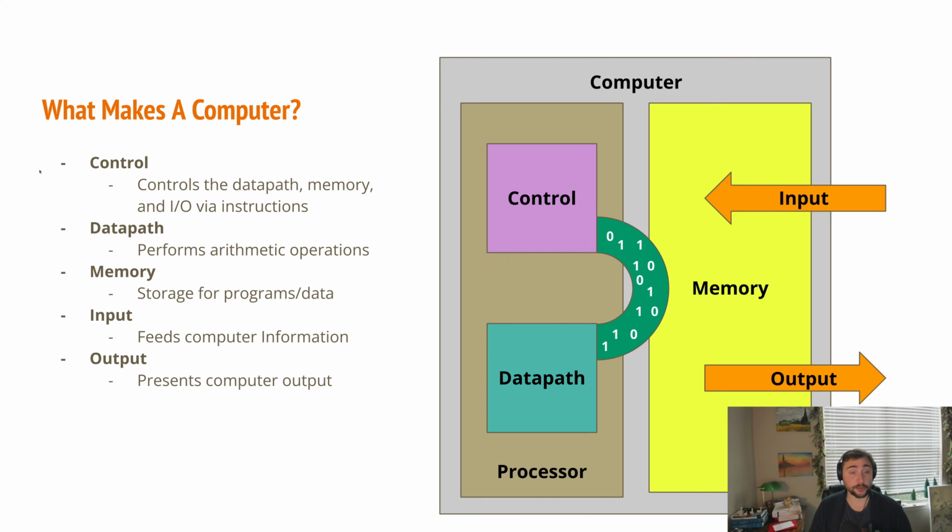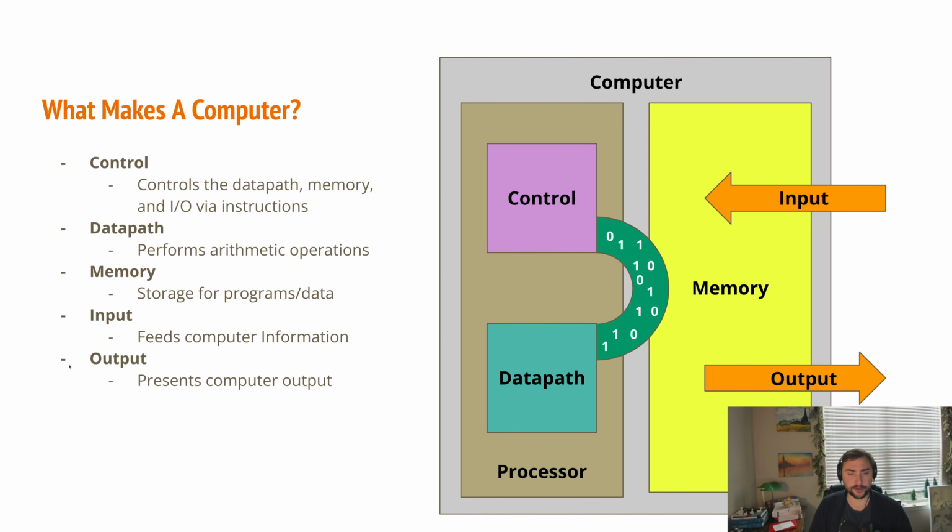And one thing that both our control and our data path rely on is going to be our next major component, which is memory. Our memory is our storage for our programs and our data. At the end of the day, our programs are just a bunch of instructions, which are just bits, right? They're bits stored in memory. And likewise, all of the data that our programs use, whether that's text or numbers or video or audio, all of that is just bits stored in memory.